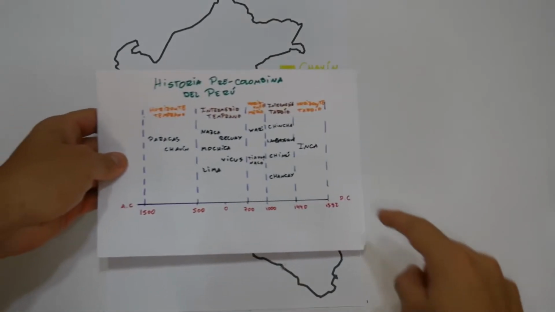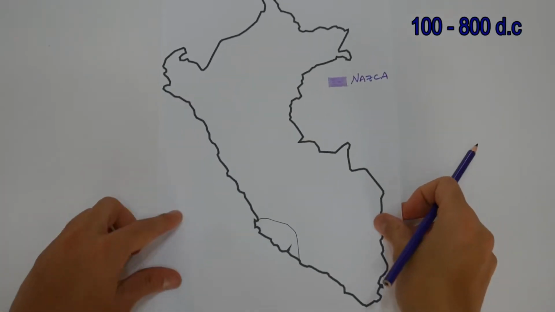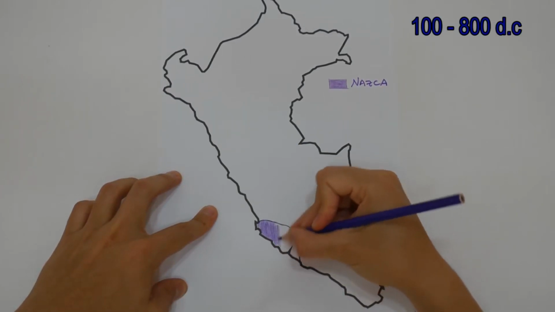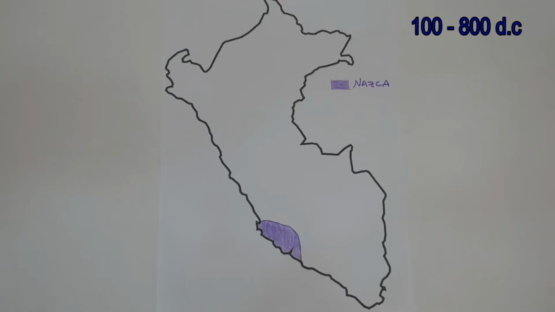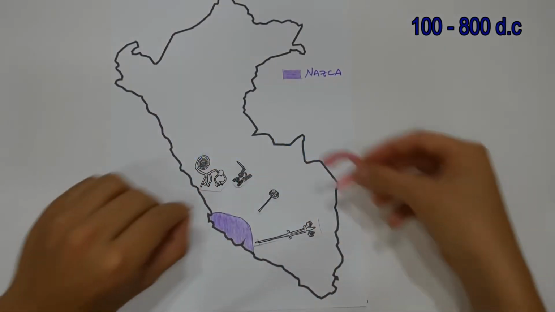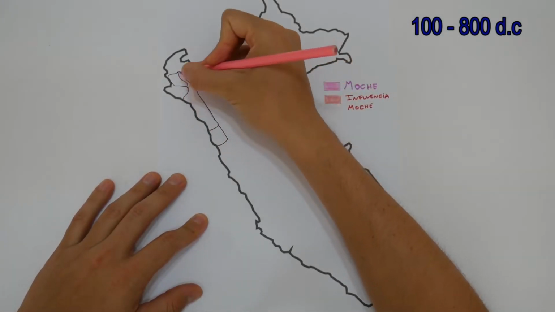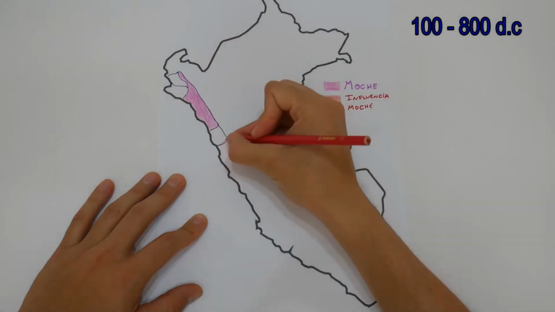We then move on to the early intermediate period, between 500 BC and 700 AD. On one hand, we have the Nazca culture, again in Ica, between 100 and 800 AD. And yes, I know what's on your mind, the famous Nazca lines, whose meaning is still a mystery. The Moche or Mochica culture, which occupied modern-day Trujillo extending to Piura, was another significant culture of this era.